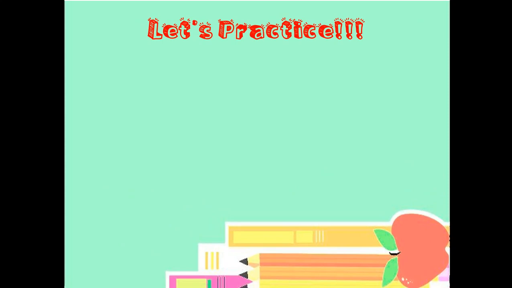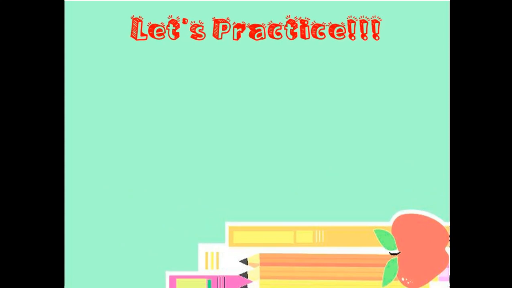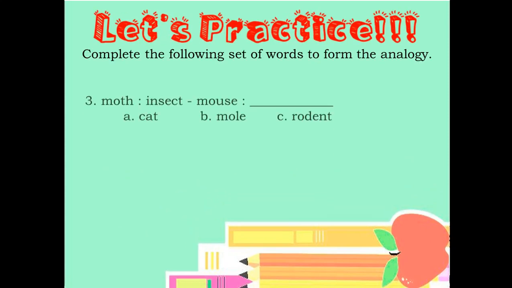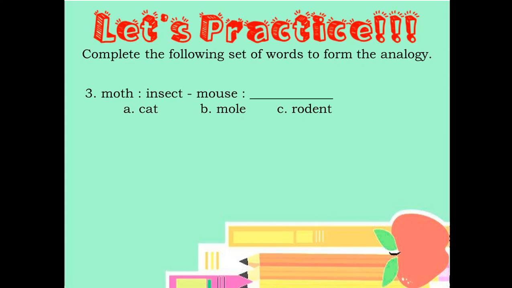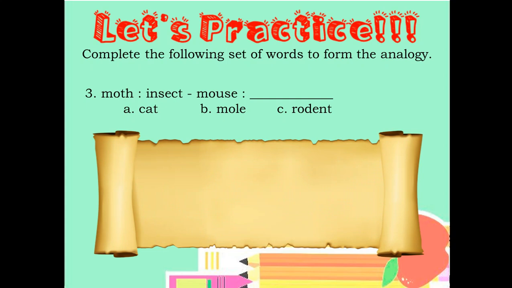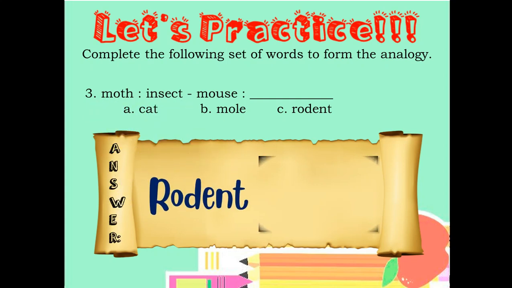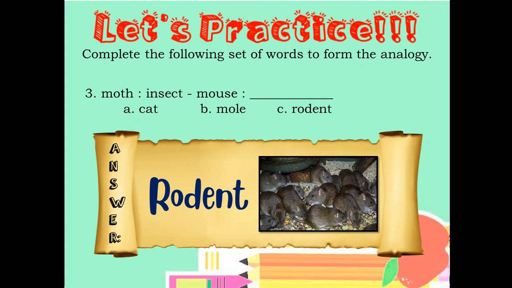Let's proceed to question number 3. If moth is for insect, mouse is for blank. A. Cat. B. Mole. C. Rodent. This is under type or kind. The relationship that we'll be using here is type or kind. Your answer would be, that's correct. Letter C. Rodent, because mouse is under the family of rodent. They are under type and kind. You are correct again.